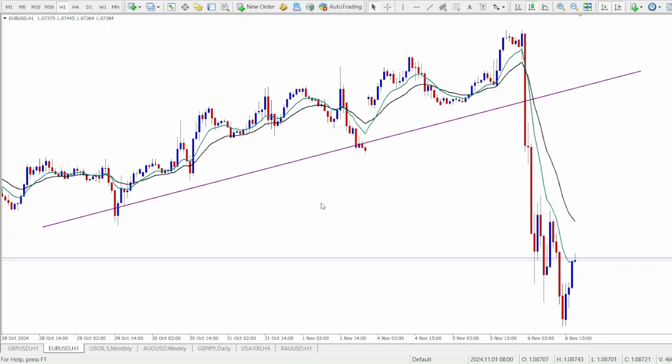For example, when a shorter term moving average, as in this case, crosses above a longer term moving average, it's a bullish trend. On the other hand, when the shorter term moving average crosses below the longer term, then we have a bearish trend. So why are we focusing specifically on the 1 hour chart?